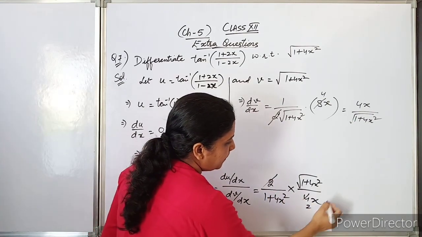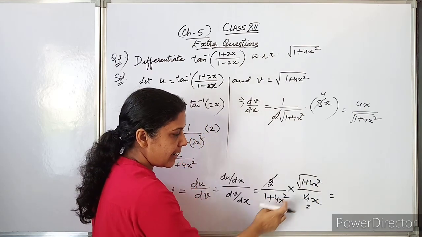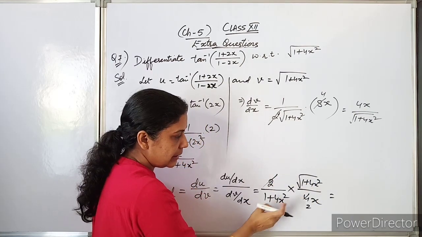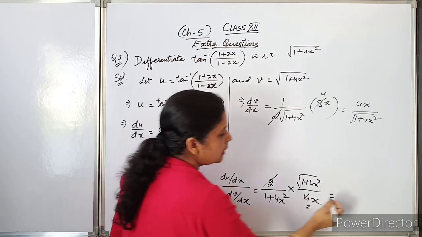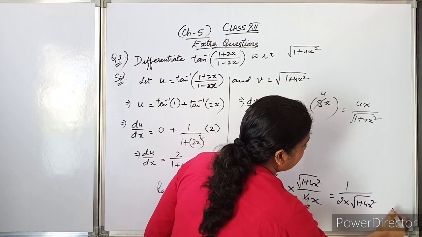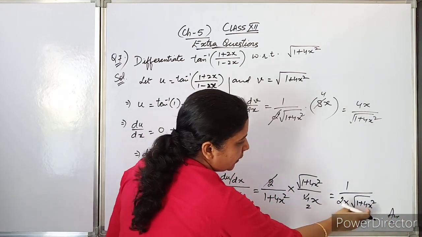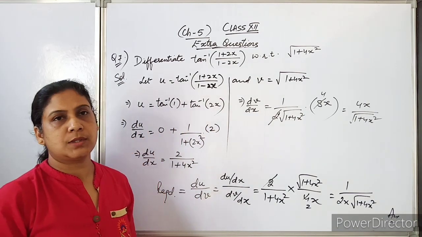So you can see the term is same, having the under root. So half power is there, one full power is here. When we cancel it, it will be half power in the denominator. So we are having the answer something like this. 1 upon 2x into 1 plus 4x square whole under the root.